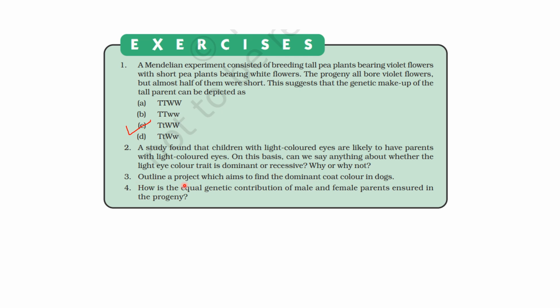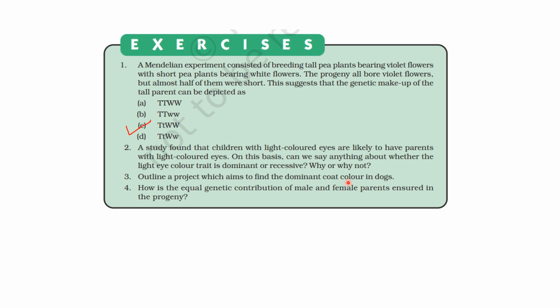Now third one is outline a project which aims to find the dominant coat color in dogs, right? So we can design a project which has an objective to determine the dominant coat color in a population of dogs through genetic analysis, right? So what all steps we can follow? First is observation. We can identify and record the coat colors in a diverse group of dogs. Second is controlled breeding. We crossbreed the dogs with known coat colors such as black and white. BW आप mark कर सकते हो. And we note the coat colors in the progeny, right?